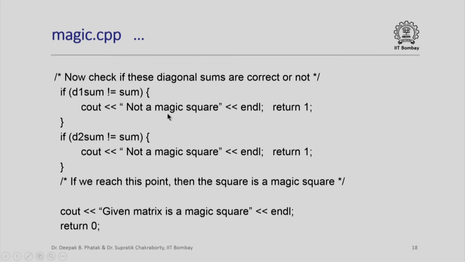If it is not, it is not a magic square, I get out. Same thing with D2 sum. If everything is all right, if I have reached this point, then the square is indeed a magic square, and I declare that the given matrix is a magic square.